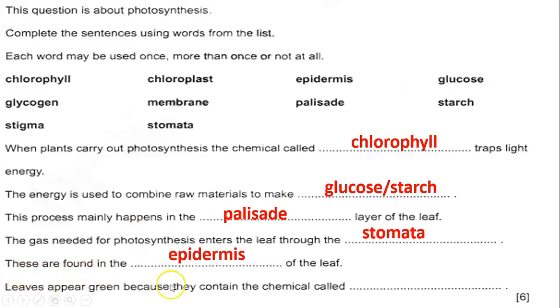Leaves appear green because they contain the chemical called chlorophyll. If I did not read this part of the question where it says that the word can be used more than once and some words cannot be used at all, here I could have gotten confused, thinking that chlorophyll cannot be used again. That's why reading the head of the question is very important.